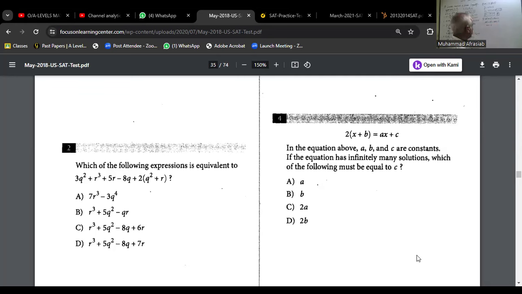So c is equal to... sorry, we have copied the wrong question.